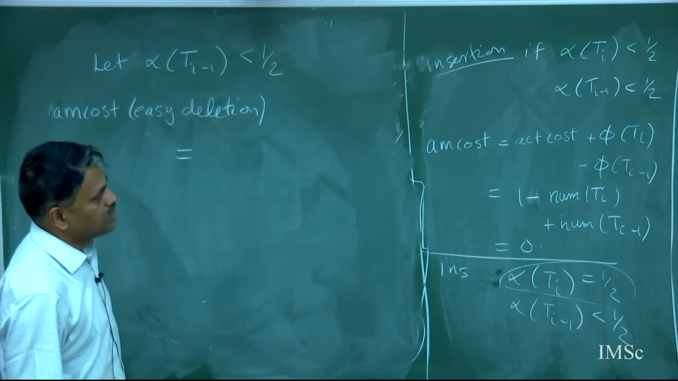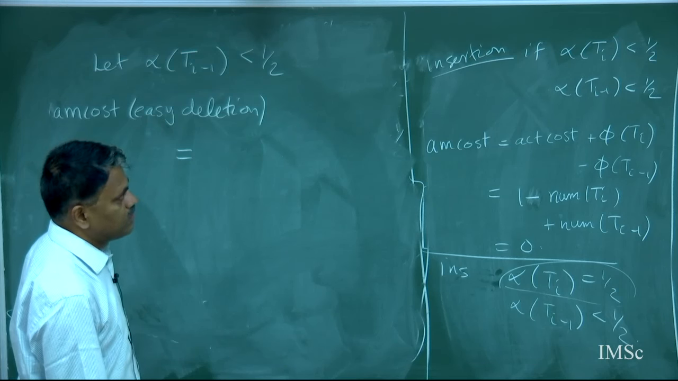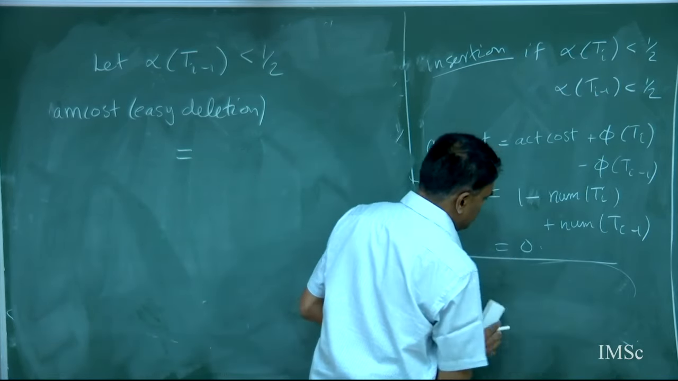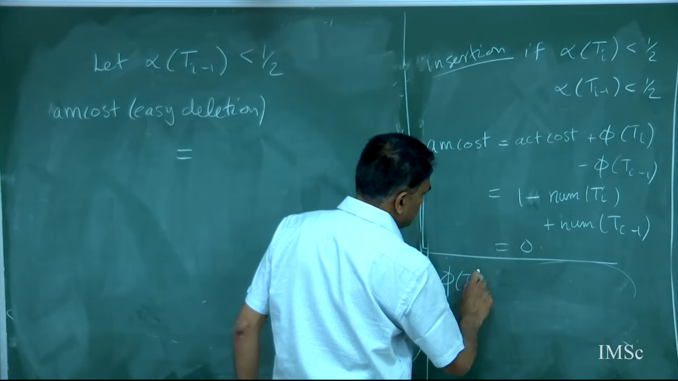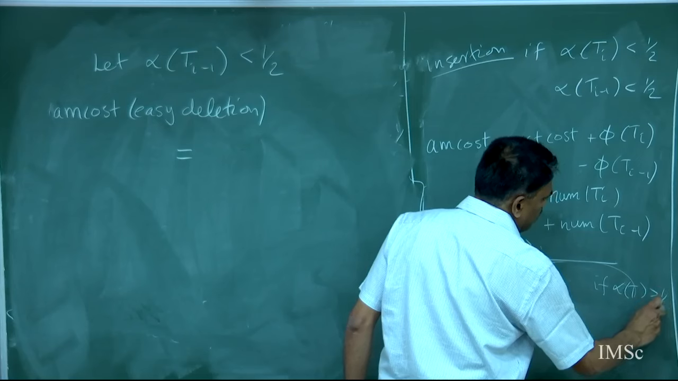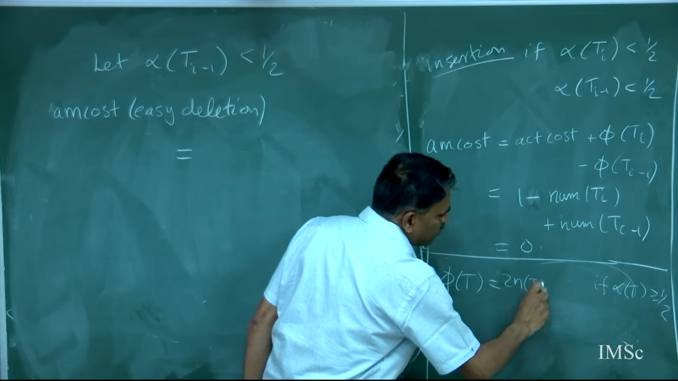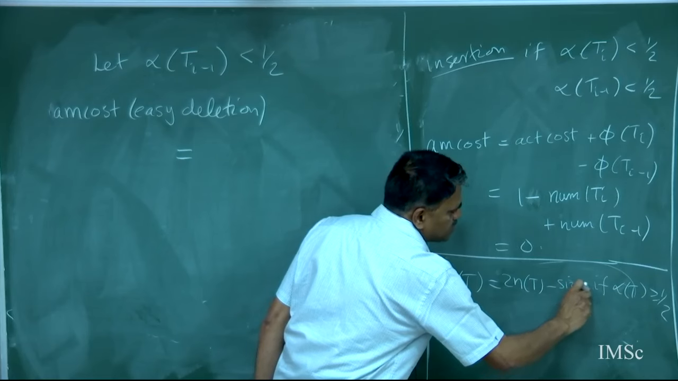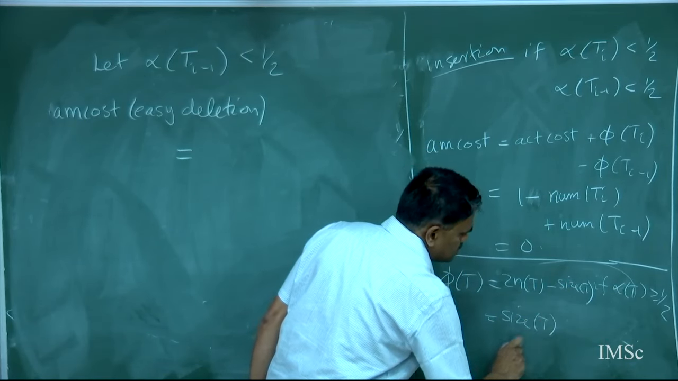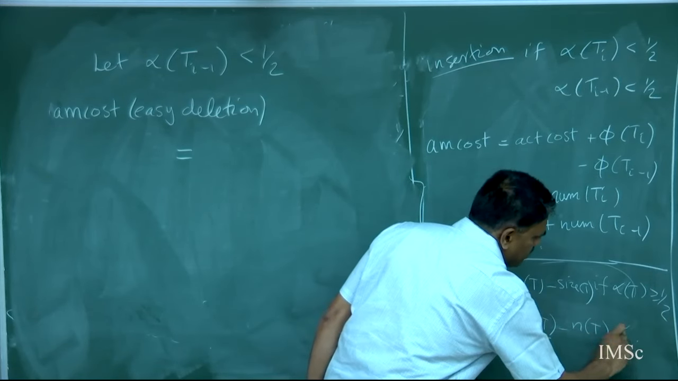Since I erased the potential, let's write down the definition somewhere. So phi of T is, if alpha is greater than or equal to half, tell me what it is: 2 times n of T minus size of T. And in the other case, it is size of T by 2 minus n of T.